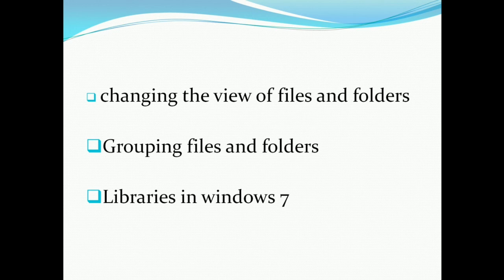And the last feature is called libraries. Windows 7 has a new feature called libraries. Libraries help you to manage the files in a better way. A library is a collection of files and folders. These files and folders can be located in different drives and locations on the computer. And the libraries are documents, music, pictures and videos. These are all called default libraries.